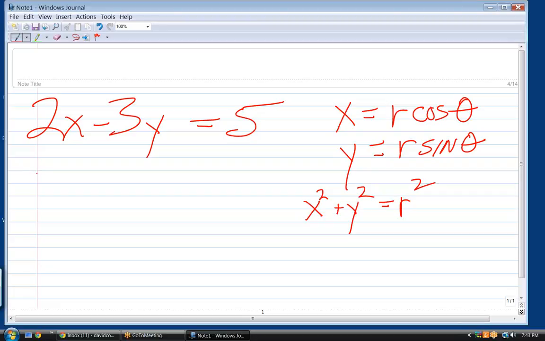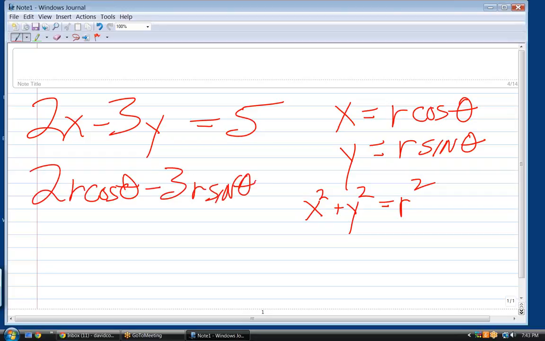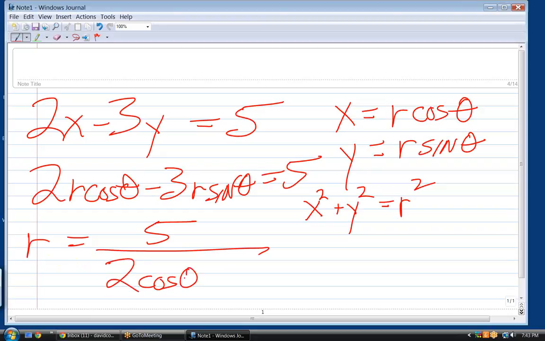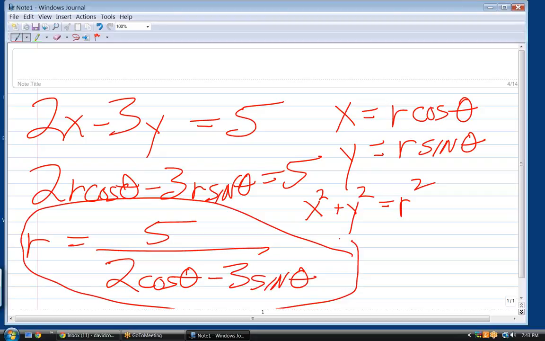Let's see. If we have 2r cosine theta minus 3r sine theta equals 5, well, there's the polar equation. They probably want it solved for r, so let's factor an r out and then divide by the remaining coefficients, which is going to be 2 cosine theta minus 3 sine theta. In other words, if you have to have r on one side all by itself, that's how we can get it over there.